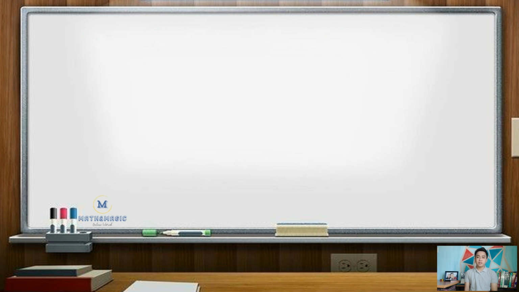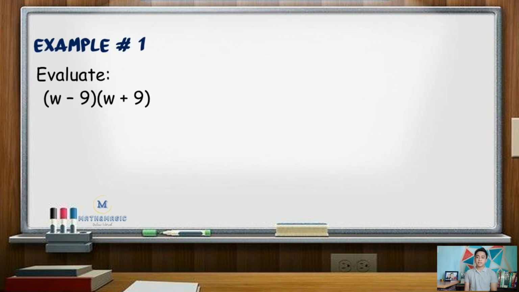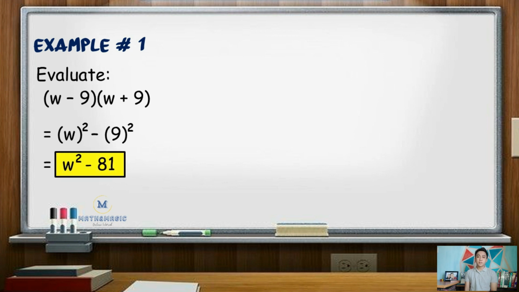As an example, find the product of the quantities w minus 9 and w plus 9. As mentioned in the steps, we simply need to get the square of the first term, then subtract it by the square of the second term. Square of w is w squared minus the square of 9 is 81. Hence, the product of quantity w minus 9 times w plus 9 is w squared minus 81.